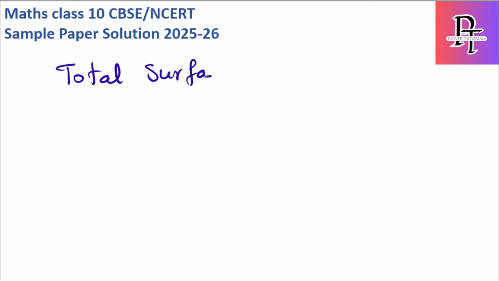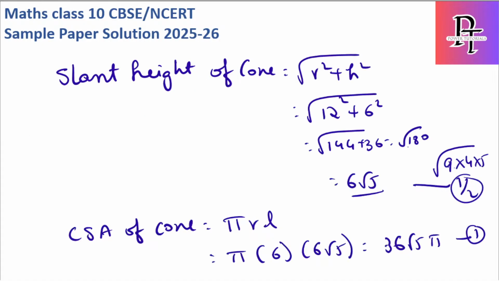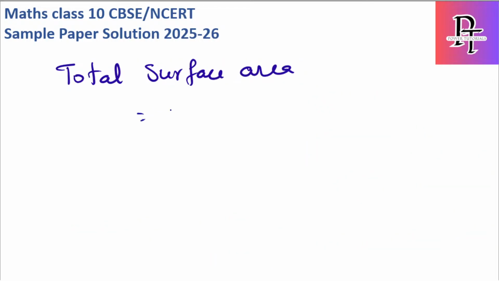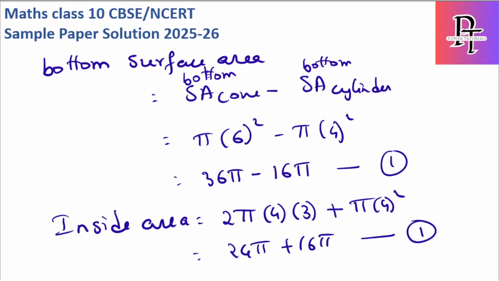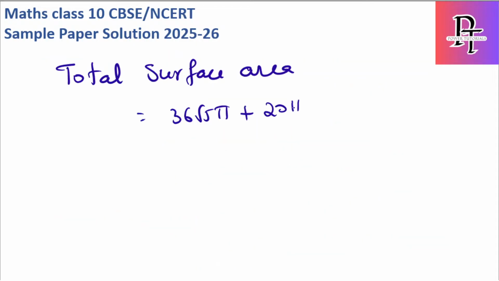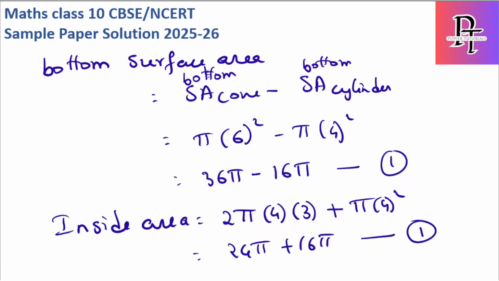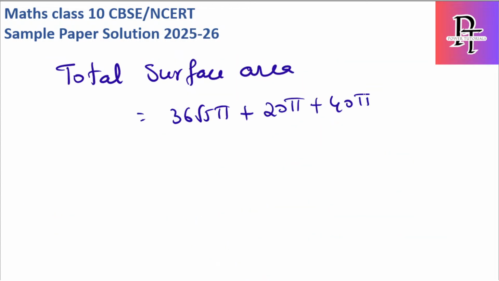Total surface area will become: first, CSA of cone, how much? 36 root 5 pi, plus base area 36 minus 16, which is 20 pi, plus the bottom area 24 plus 16, which is 40. So simply, if I take pi as common, I will get 40 plus 20 is 60 plus 36 root 5.